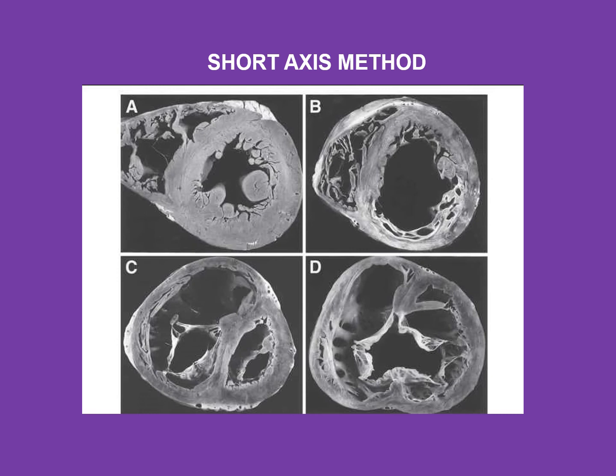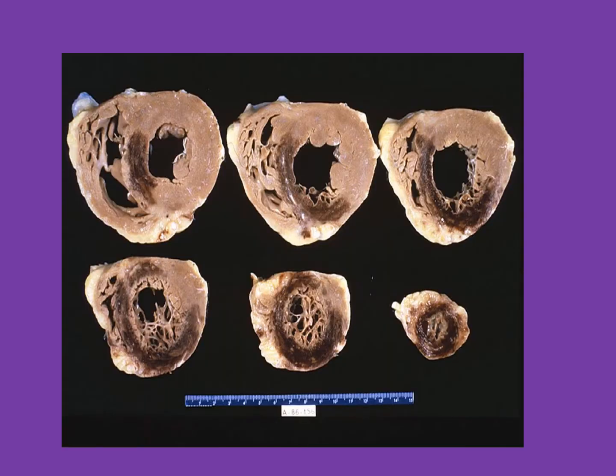So you start slicing it basically from the apex into the base, and you can demonstrate and differentiate the extent of the ischemia in the MI. So here you can see some areas of infarctions using this method.